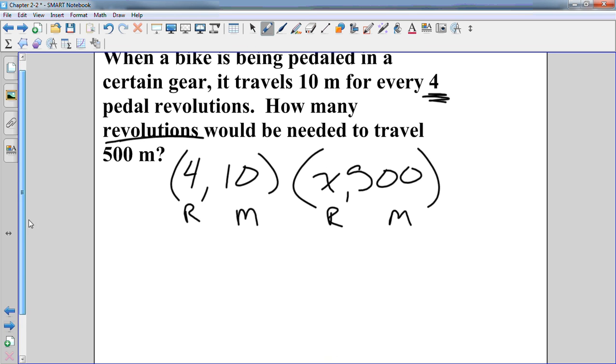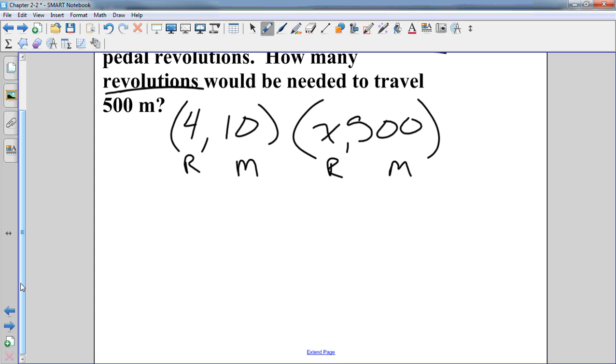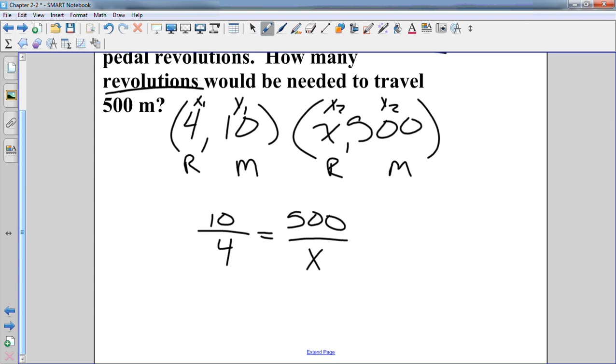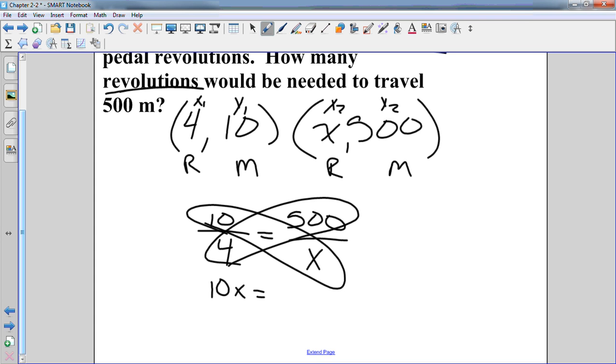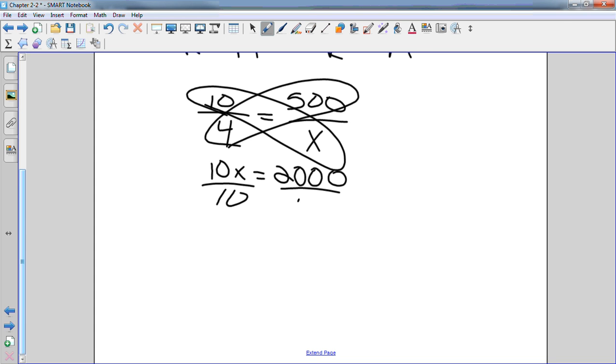Now, how do I set this up? Yeah, set up your cross multiplication. I have 10 over 4, this is y1, this is x1, this is y2, this is x2. So I have 10 over 4 equals 500 over x. Cross multiply, 10 times x, 4 times 500, 2,000, divide by 10. How many revolutions? 200.